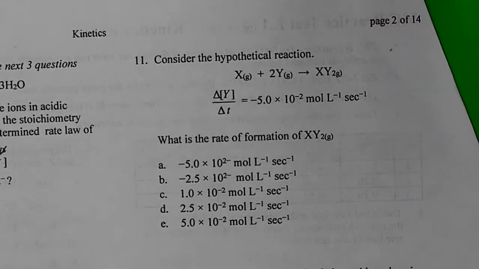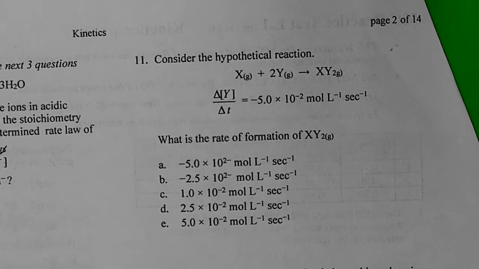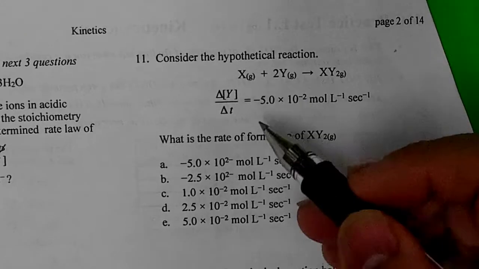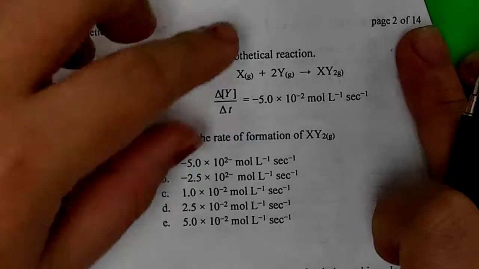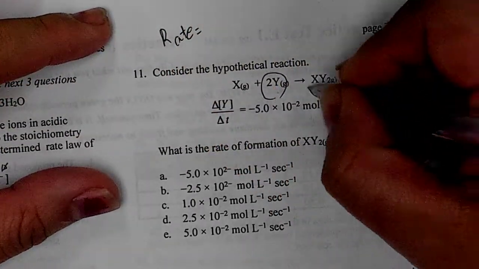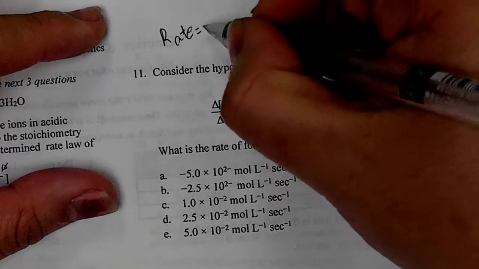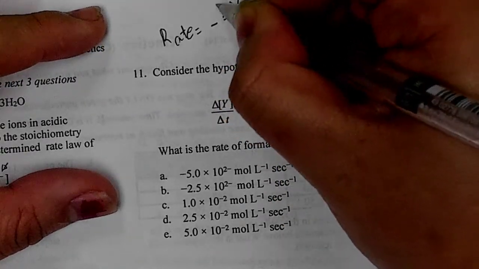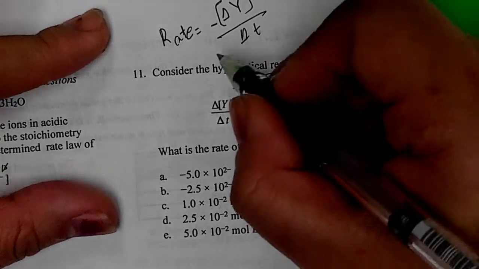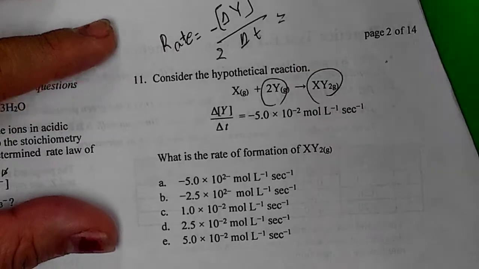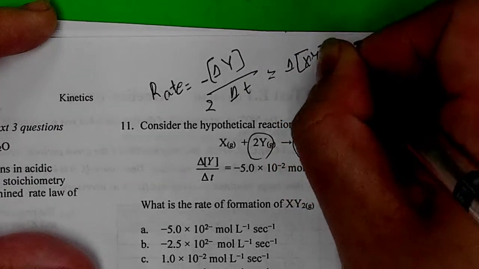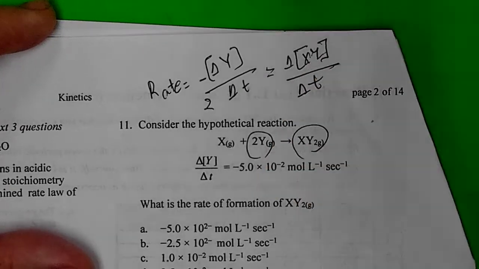Okay, let's talk about 11. We want the formation of XY. This is the one where you have to remember how to write the rate equation. So rate is equal to, let's write these two. This is a reactant, so it means negative change in concentration of Y over delta T. Remember that this is 2. It's going to be equal to the product, so just the change in concentration of XY over delta T.